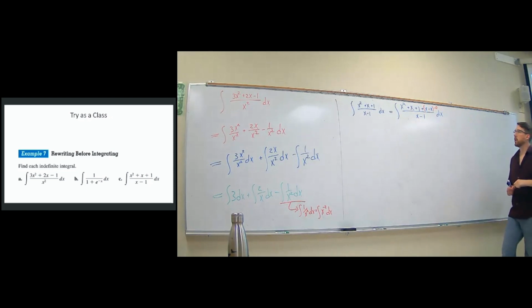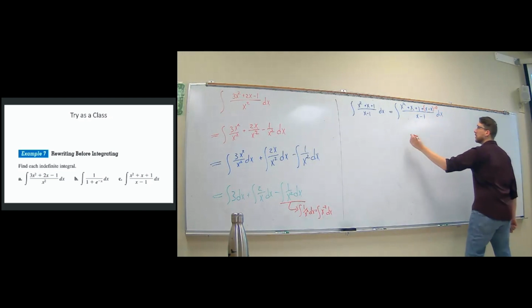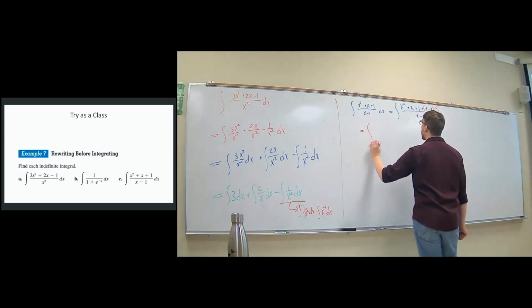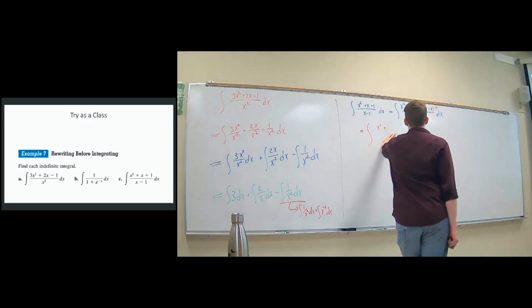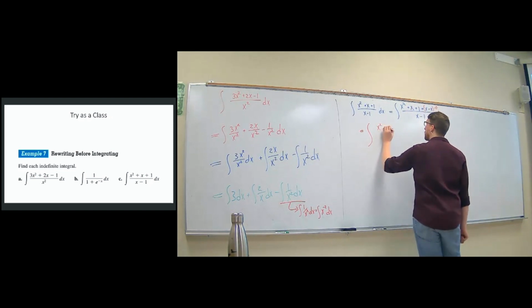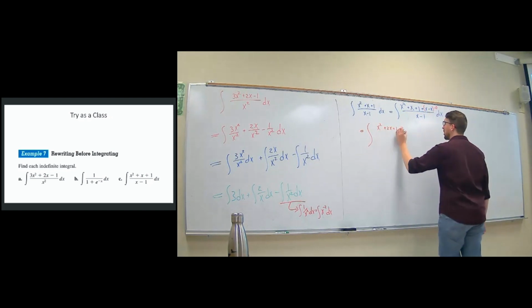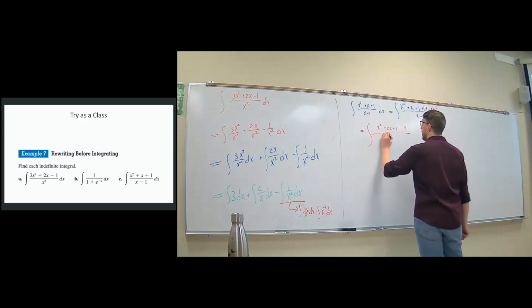Just added a 0 into that. Now we can rearrange this to be the integral of x squared plus 2x plus 1, minus x, divided by x minus 1.